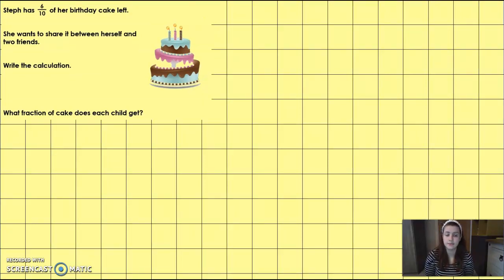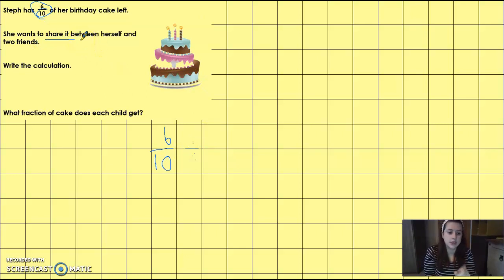We're still doing the same technique, the same skill we learnt yesterday, but we need to pick out the key numbers from the question. So Steph has 6/10 of her birthday cake left. Easy. 6/10 is what we're working with because that's all she's got left. She wants to share it, so we're sharing it. So I know we're definitely dividing.